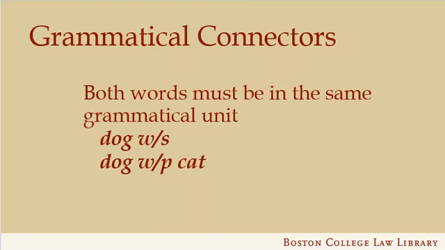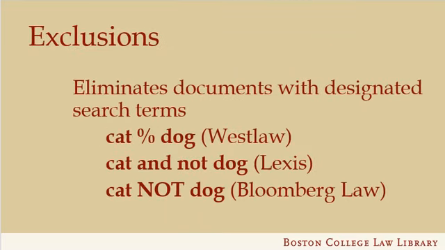Lexis Advanced allows the use of the same sentence and the same paragraph connectors, but these are not true grammatical connectors. Rather than looking for periods at the end of sentences and paragraph marks at the end of paragraphs, these are a numerical estimate, with same sentence being no more than 25 words apart and same paragraph being 75 words apart.